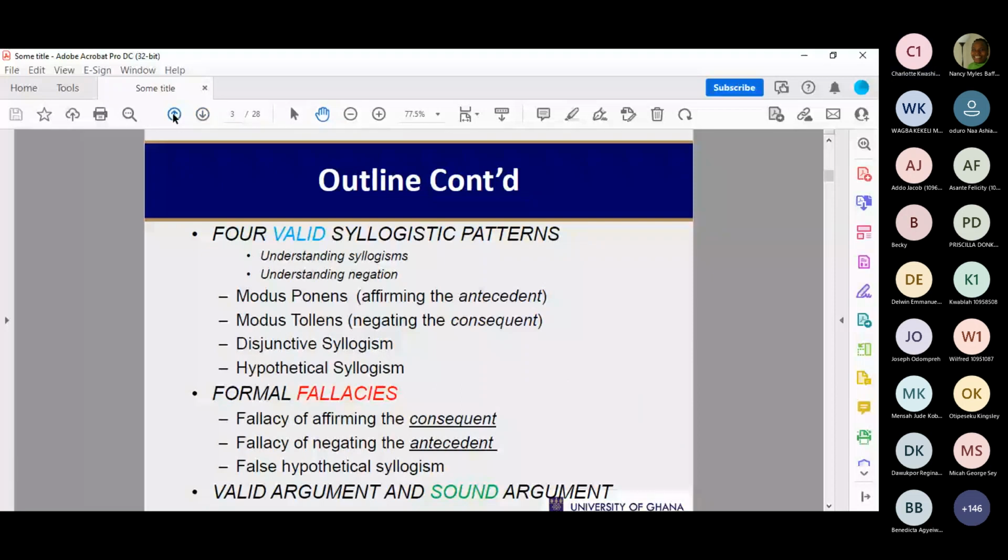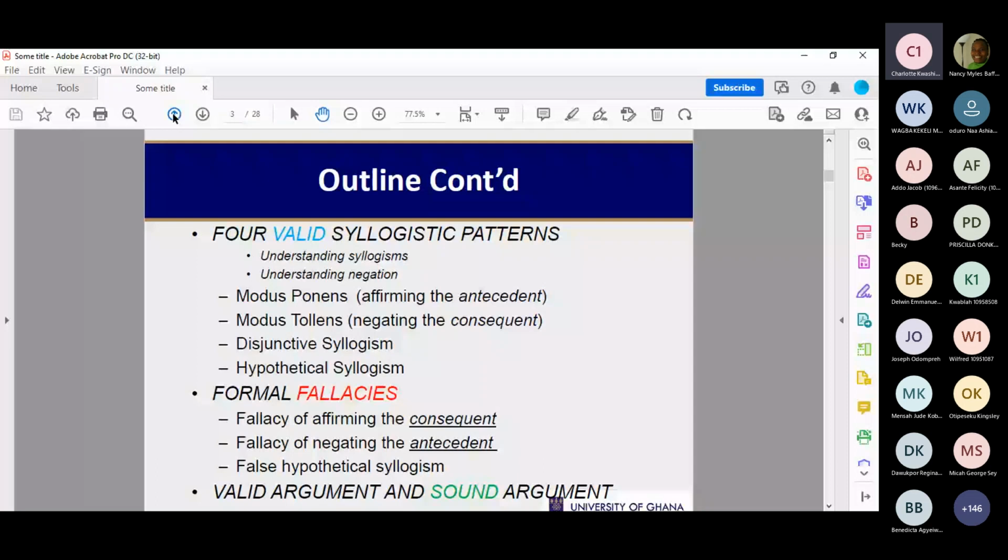Four valid syllogistic patterns. Under it, we have understanding syllogism and understanding negation. Then we have modus ponens, affirming the antecedent. Then we have modus tollens, negating the consequent. Disjunctive syllogism. Hypothetical syllogism.